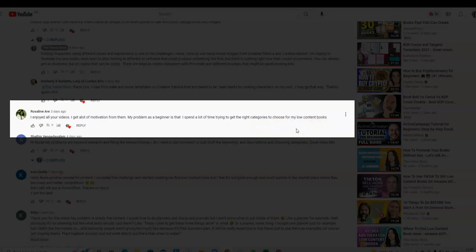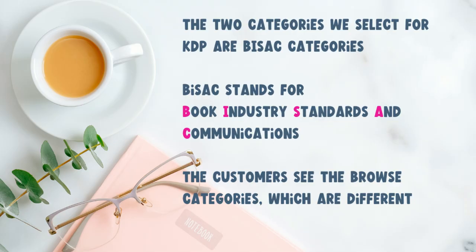Rosaline, the right categories for your low content books is actually easier than you think, because we are choosing BISAC categories. BISAC categories are the industry standard categories. The buyers see different categories. The buyers see the browse categories, and Amazon picks the browse categories, and they base that on the kind of keywords that we use and on the two BISAC categories that we choose for our books.